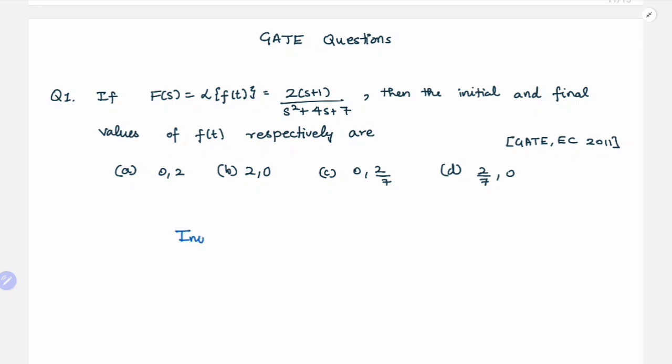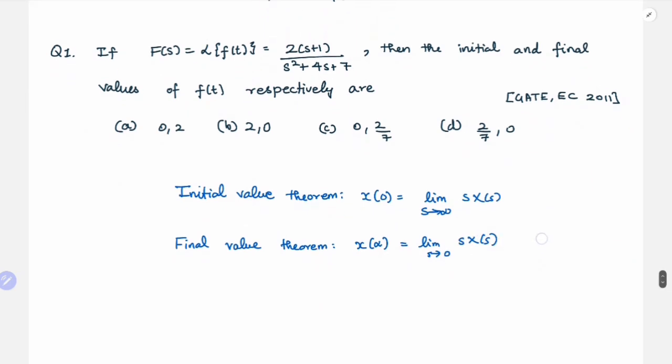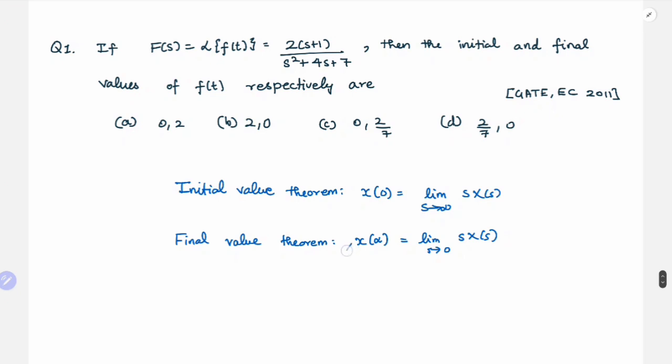So my initial value theorem: X of 0 is nothing but limit s tends to infinity of s X of s, and my final value theorem is, just swap 0 and infinity, limit s tends to 0 of s X of s. So this you should also write in the general form of limit t tends to infinity.